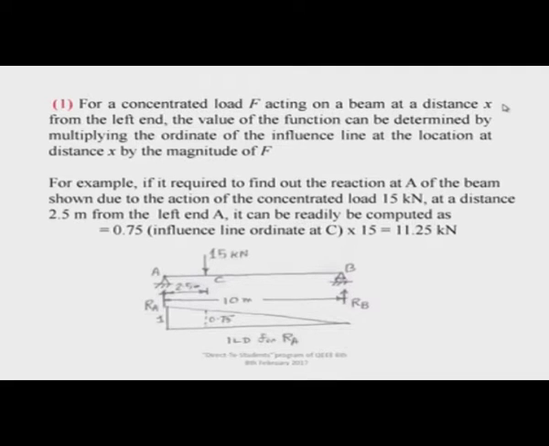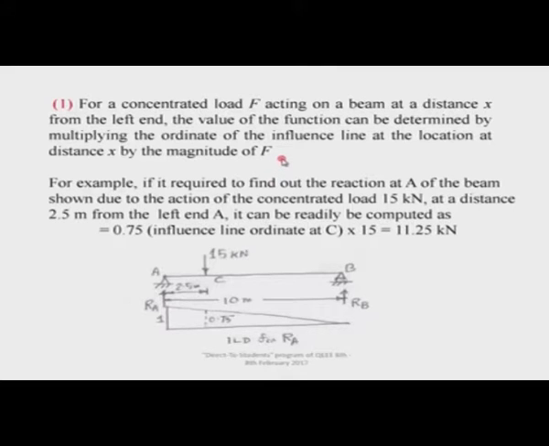So, for a concentrated load F acting on a beam at a distance x from the left end, the value of the function can be determined by multiplying the ordinate of the influence line at that location, at distance x, by the magnitude of the loading itself. Now, you can easily guess the efficacy of drawing this diagram. The diagram is ready, the ordinates can be easily determined, and of course, such simple things can be easily programmed in computers.